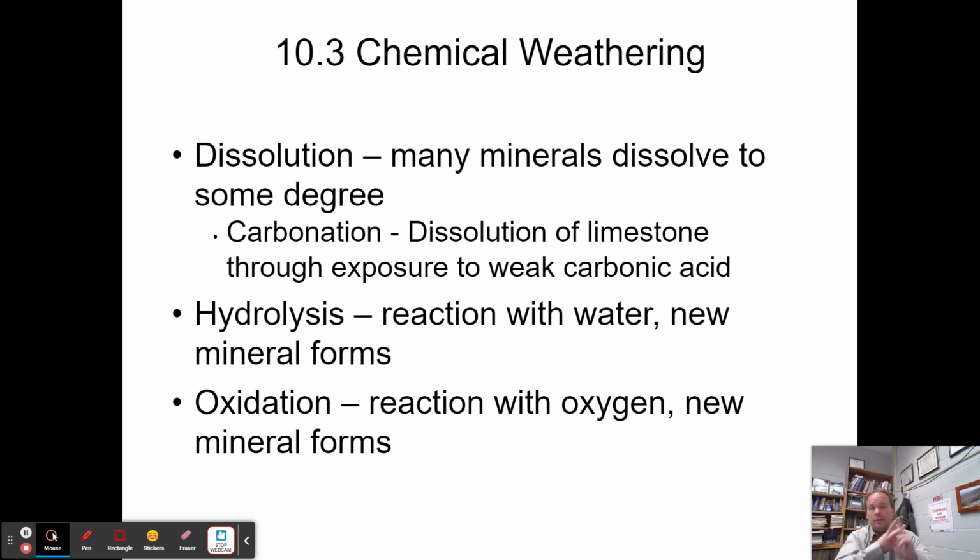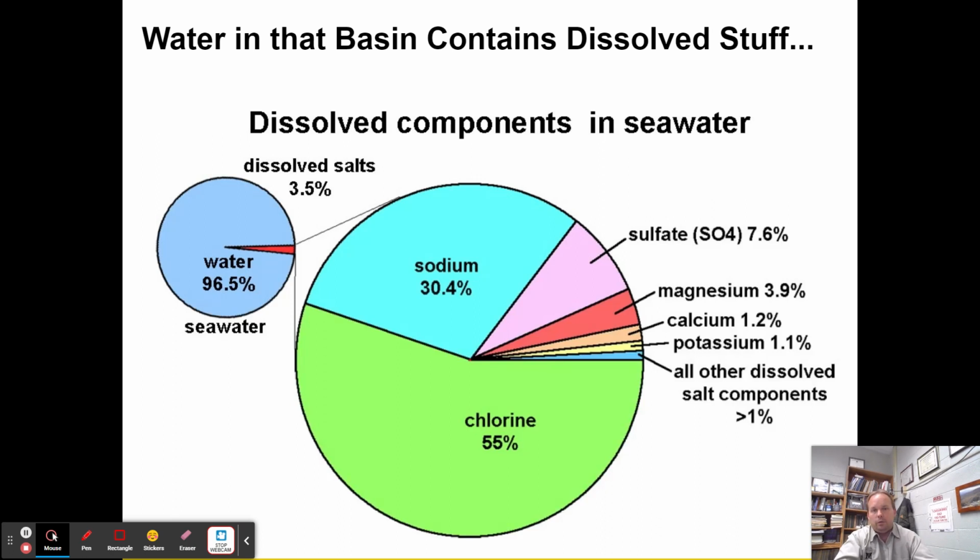One is dissolution. That's what we get with karst. We've been talking about the results of dissolution weathering, so you're familiar with those actually. But it's hydrolysis and oxidation that I want to spend most of my time on here. And so it's worth noting that seawater has salts in it that come from weathered materials off of land. The oceans are salty because of weathering. So that is one of our big questions for the semester: why are the oceans salty, right?